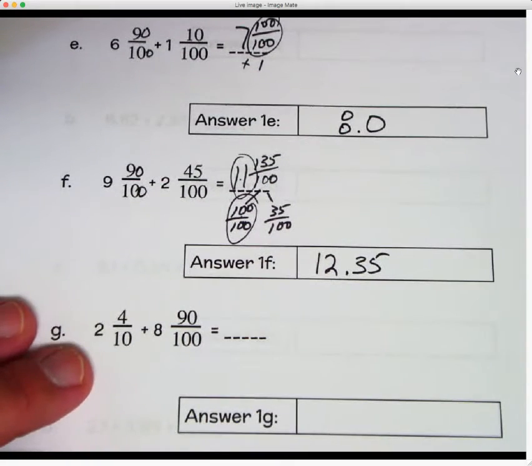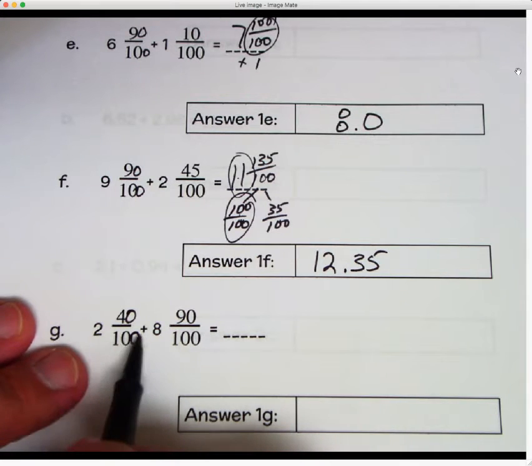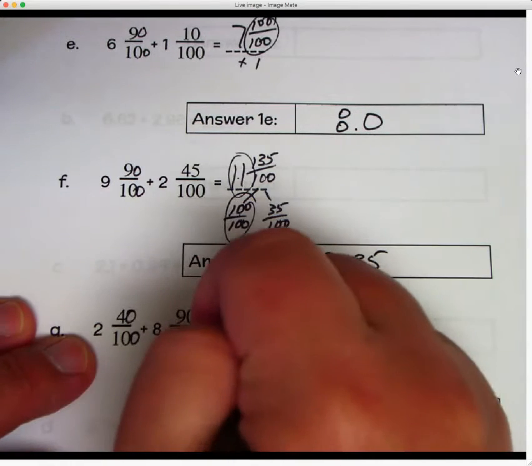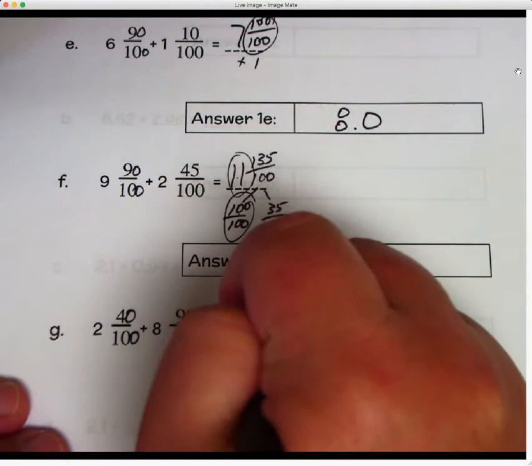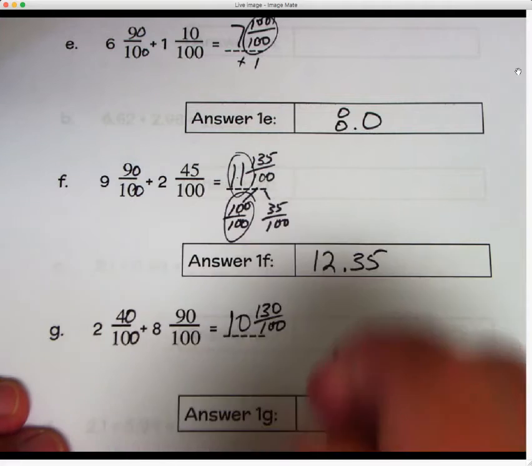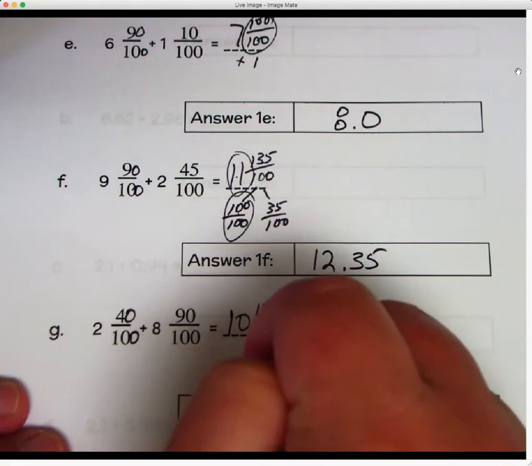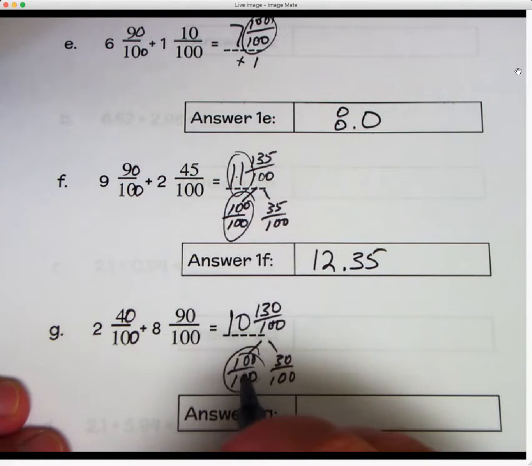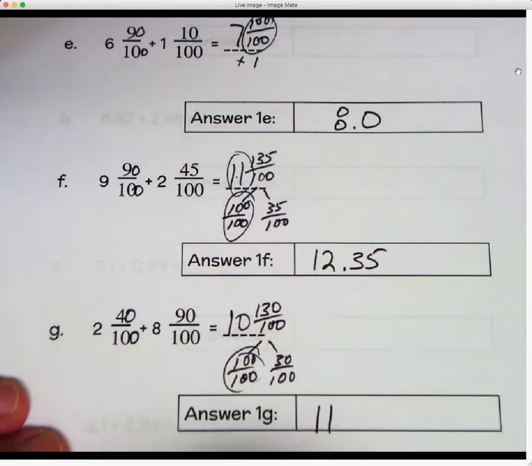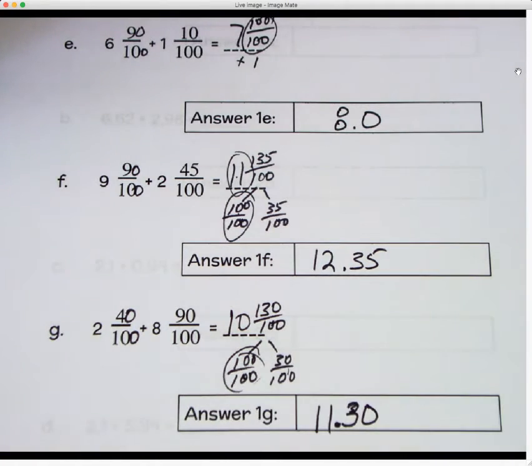Okay, next one, 2 4 tenths. Make it 40 hundredths. Okay, 2 plus 8, adding my whole numbers first, is 10. 40 hundredths plus 90 hundredths is 130 hundredths. Decompose 100 hundredths and 30 hundredths. So I have another whole number to add right here. 10 and one more would be 11. And then I have, whoa, almost wrote as a fraction. 11 and 30 hundredths.